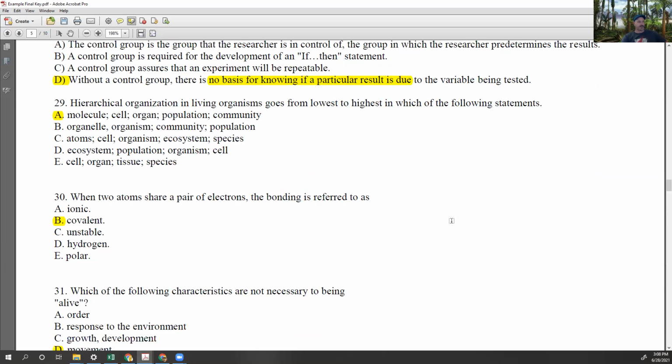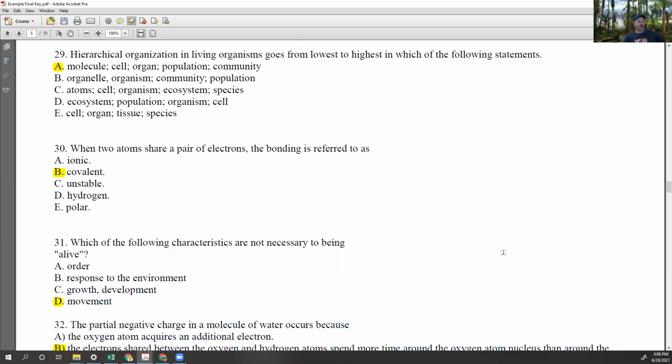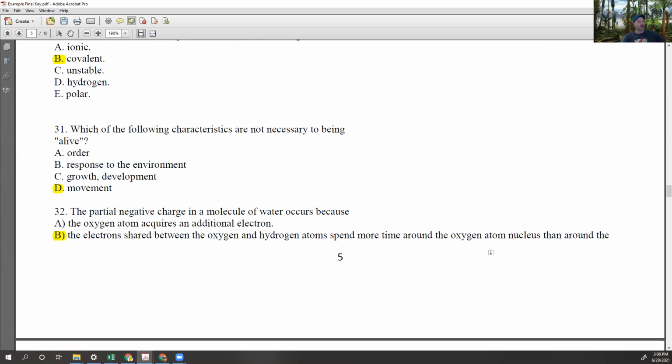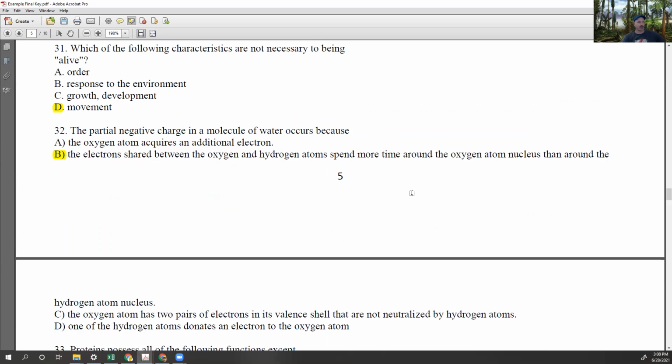All right, so best answer there is A. Number 30, when two atoms share a pair of electrons, the bonding is referred to as covalent bonding. Which of the following characteristics are not necessary to being alive? So you have to go back to the first online lecture that we had, and movement is not a characteristic of life. Now, some life can move, but it is not necessary to move to be alive.